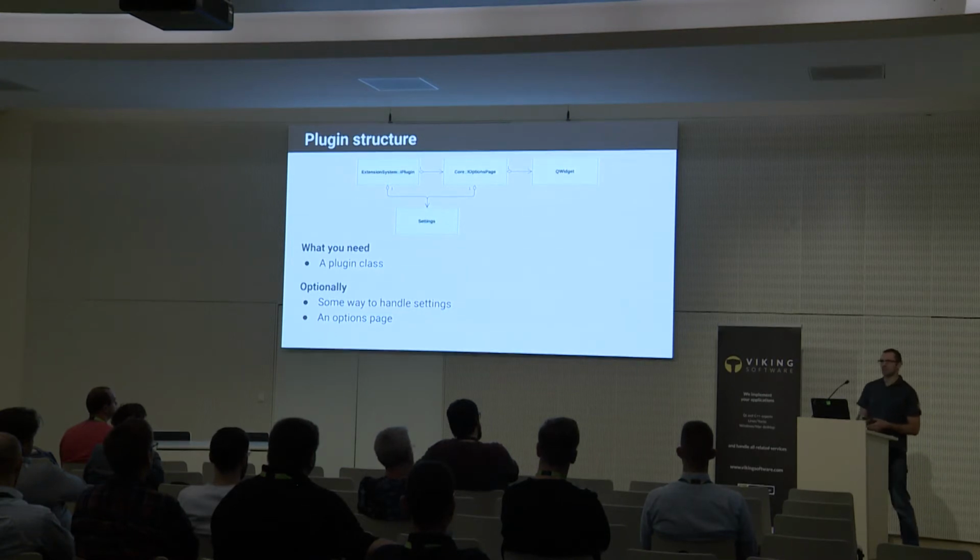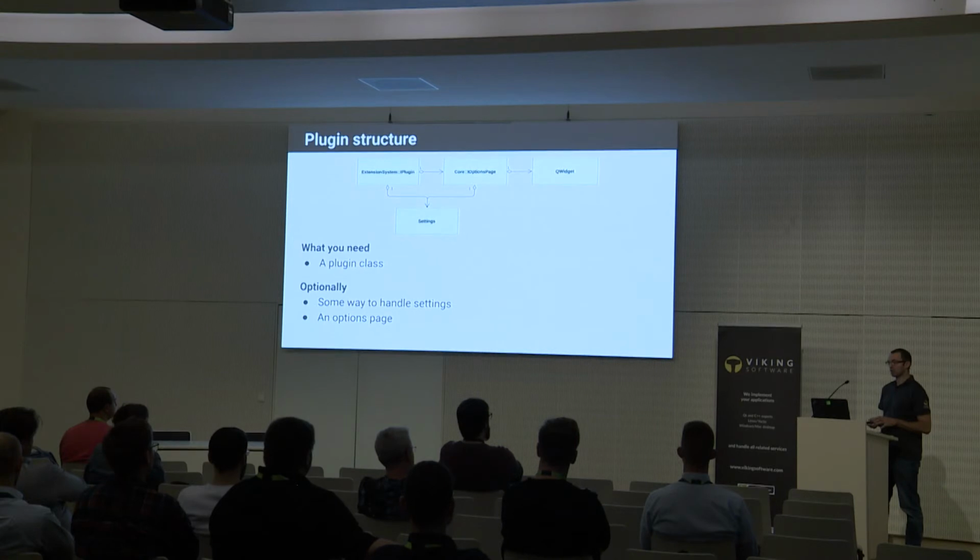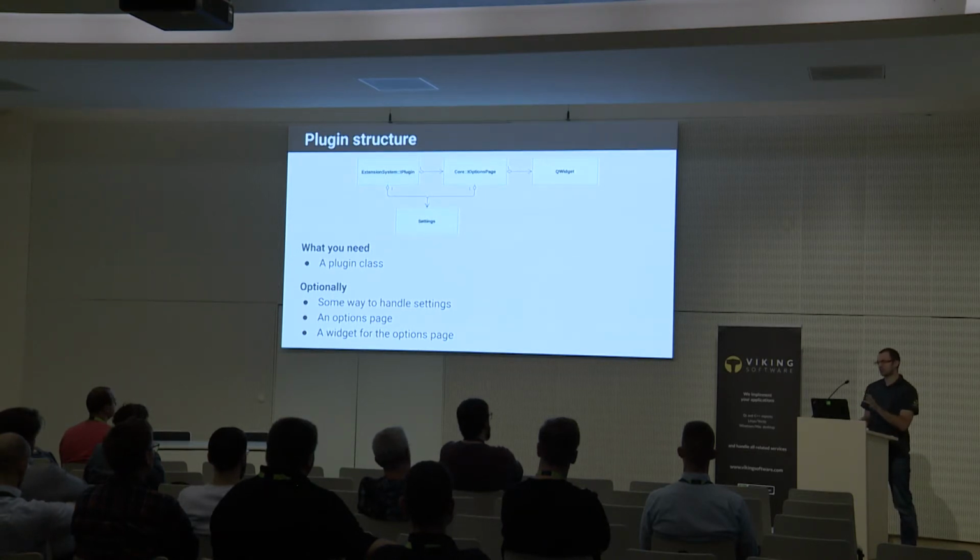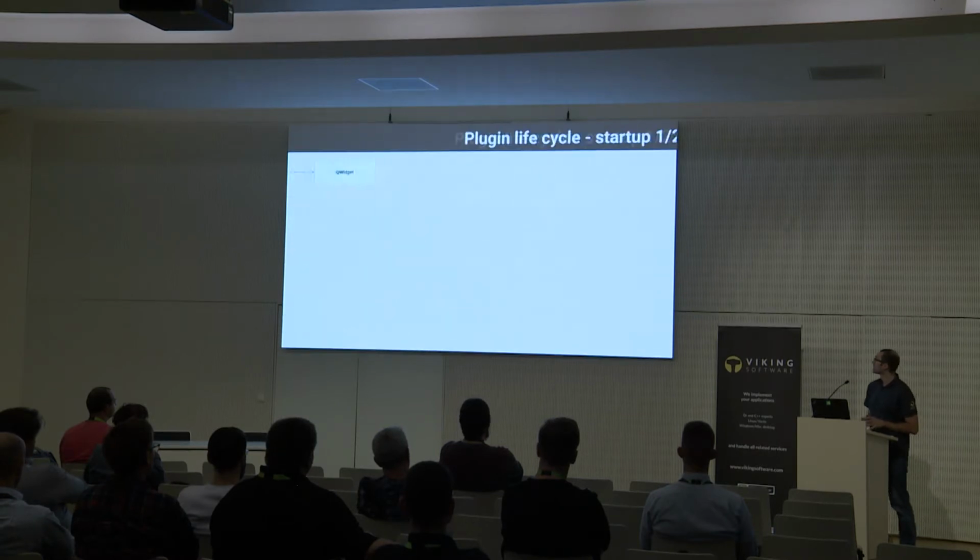Basically, if you go in Qt Creator to Tools and Options, you will see all the options pages for every aspect of Qt Creator. And each options page should have a widget, which is what you actually see on screen in the options dialog.